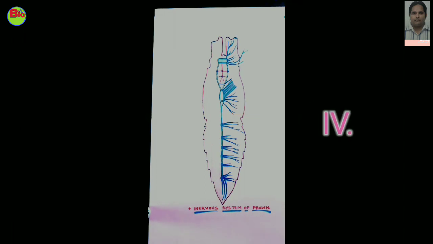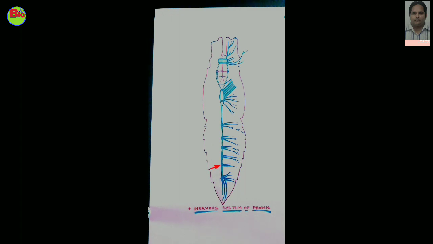Fourth, three pairs of nerves arise from each abdominal ganglion except the fifth and sixth, and these are: first, a pair of pedal nerves that enter the pleopods of the corresponding segment. Second, a pair of nerves supplies the extensor muscles of the same segment. And third, a pair goes to the flexor muscles of the succeeding segment.